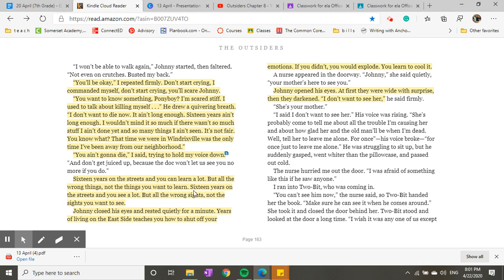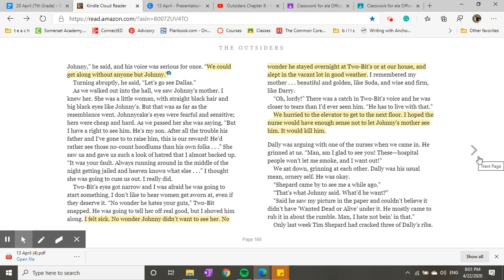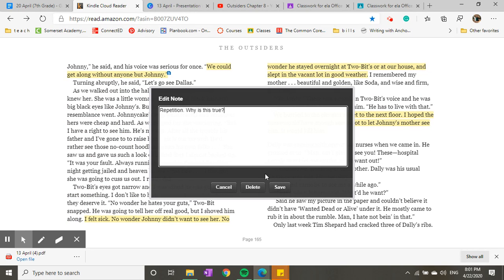So that's one thing. And then it also talks about over here, like growing up on the streets. So obviously you learn to cool it is basically what it is. But there we go. So he kind of is not cooling it though. We then have him seeing his mom. So this was the repeat. So they've said this twice.